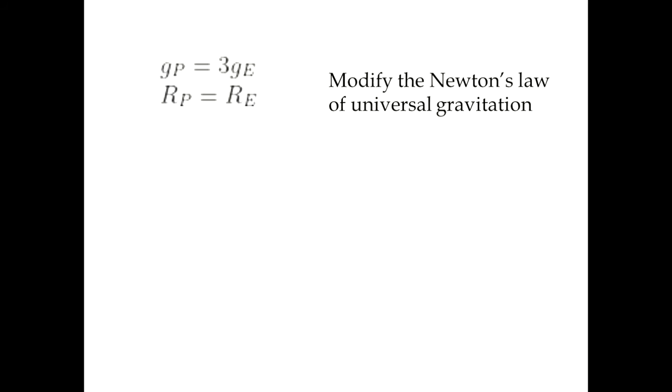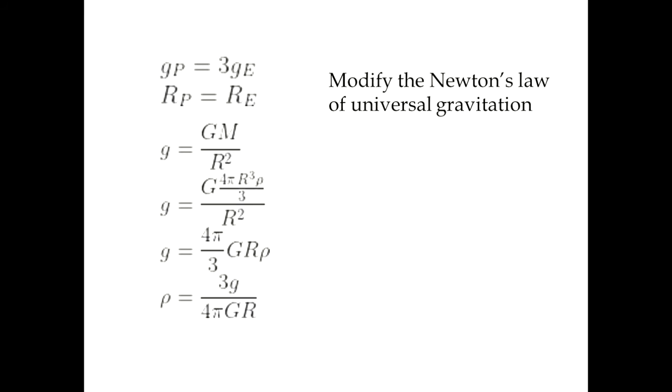So, what do we know here? We know that the gravity on its surface is 3 times Earth's and has the same radius. Now, what can that actually do for us? Well, we can modify Newton's law of universal gravitation, which is GM over r squared. We put M as 4 pi over 3 r cubed times rho because planets are spherical. If we cancel out the r's and switch it around to find rho, the density, which is 3g over 4 pi G r.